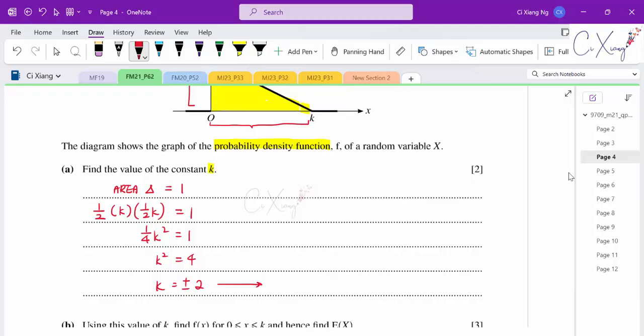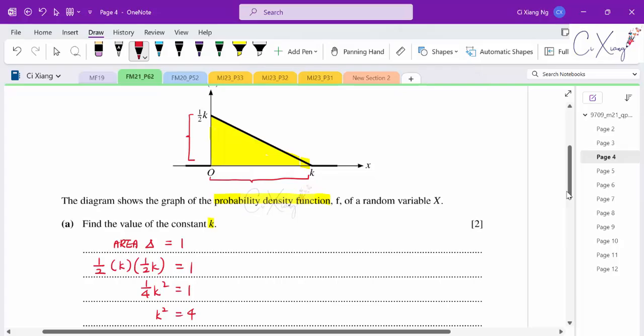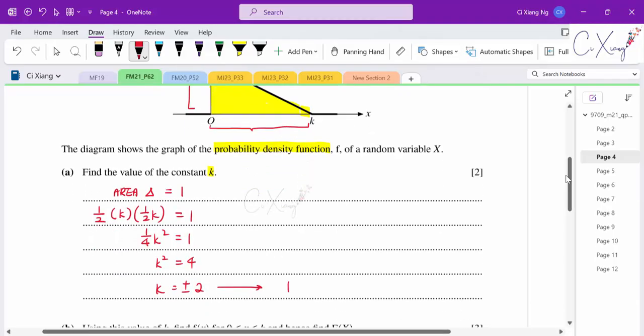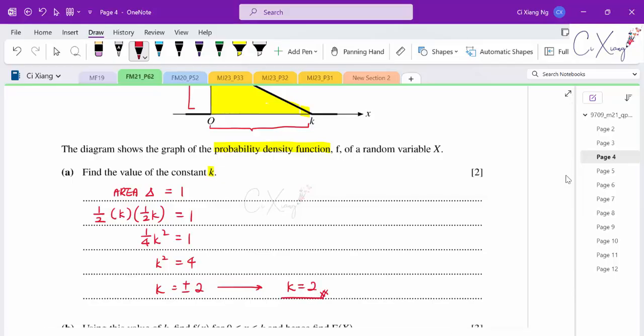Should I accept both answers for k or only one of them? If you have a look at the diagram, you can see that this particular value of k should be a positive value, from the graph. Therefore, to make sure that it is a positive value, we only accept k equals 2 and we ignore the value k equals negative 2.